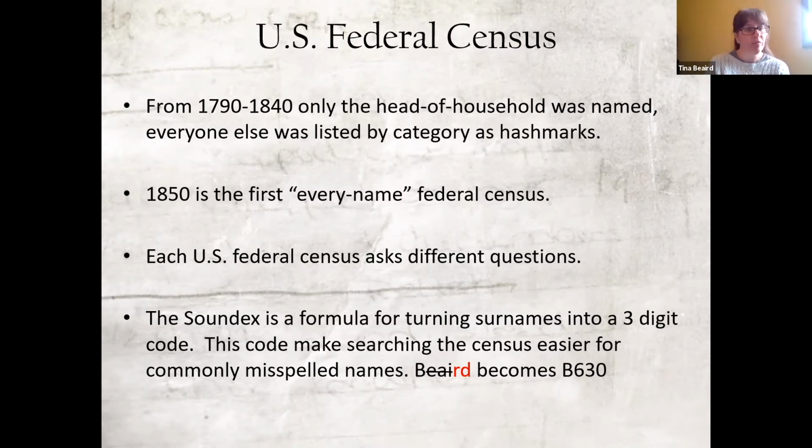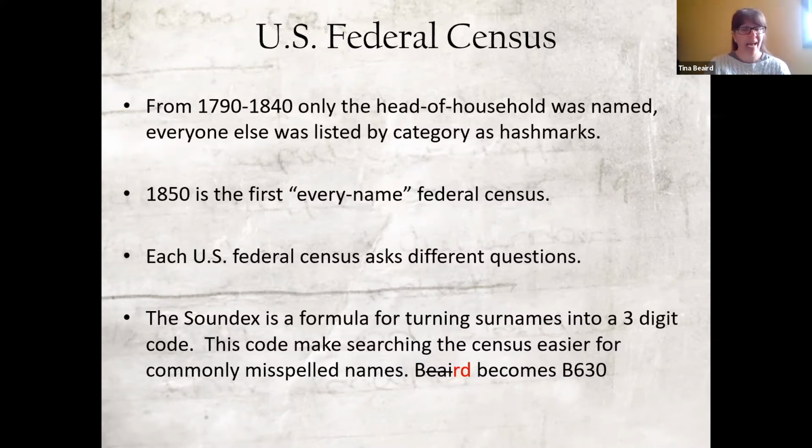It's not until 1850 that you get what's called the first every-name census. So that is, I've got John Smith, I've got Mary Smith, Joseph Smith, and Evangeline Smith, who are the children, listed all by name on that particular census. So between 1790 and 1840, it behooves you to know who the head of household was, because if you only know the children or you only know the spouse or maybe who the hired hand was, it's going to be much more difficult to get into that data. Starting with 1850, you can search on anybody and you're going to be able to find them.